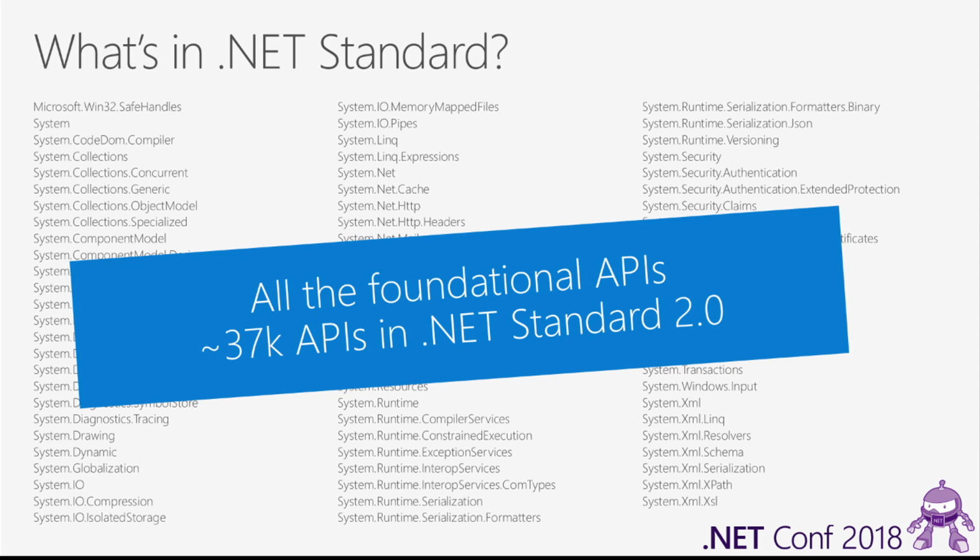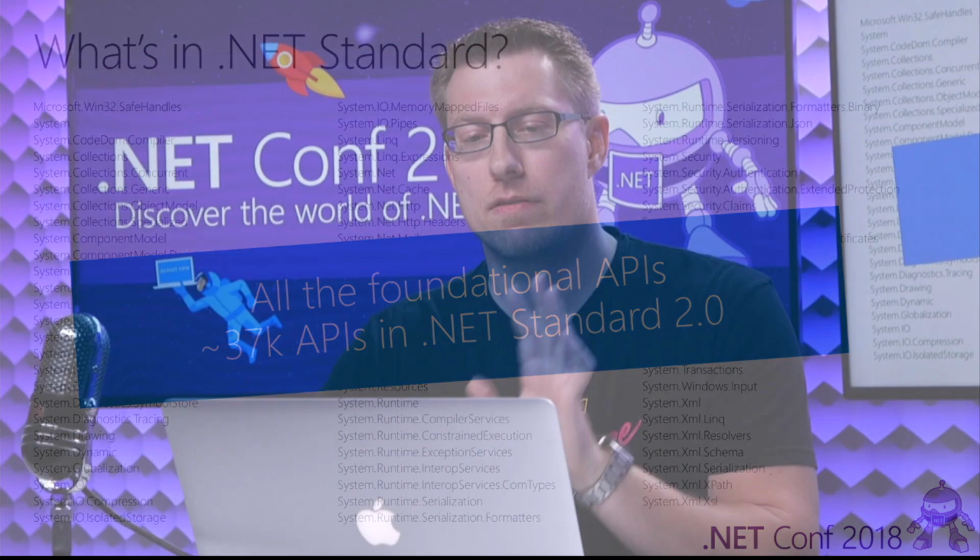And with .NET Standard 2, we have about 40,000 APIs or something like that. So it's very, very rich compared to, let's say, portable class libraries and other experiences we had in the past to write reusable libraries. So it is truly a really cool thing to use.